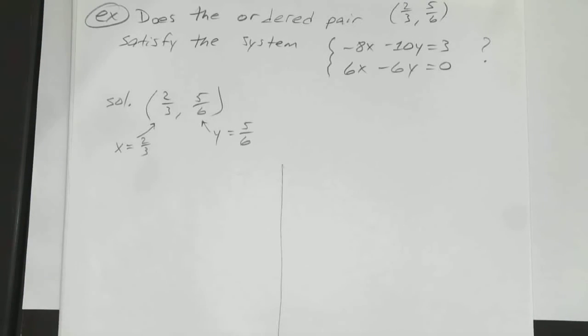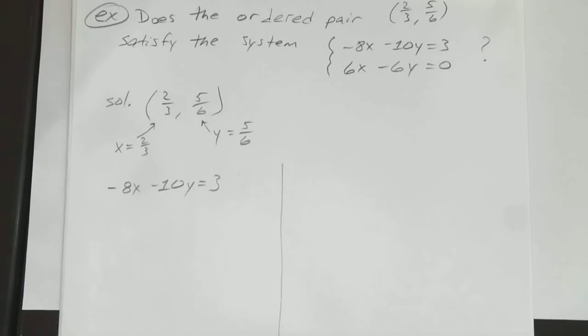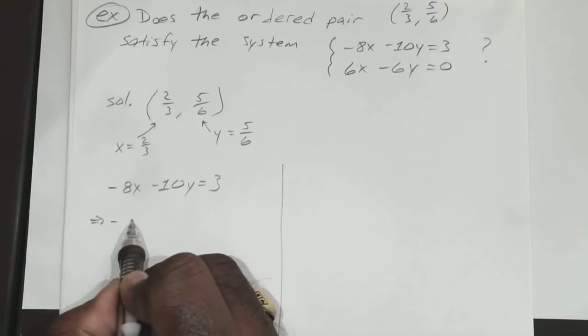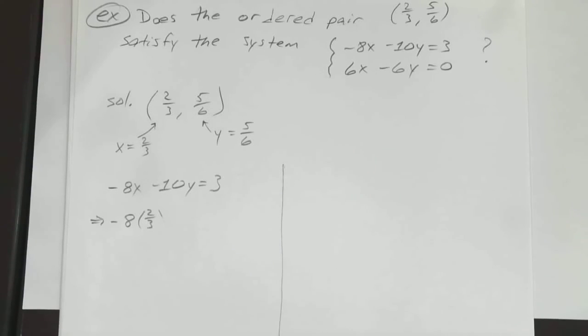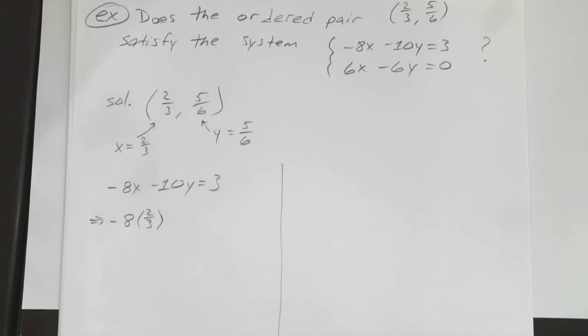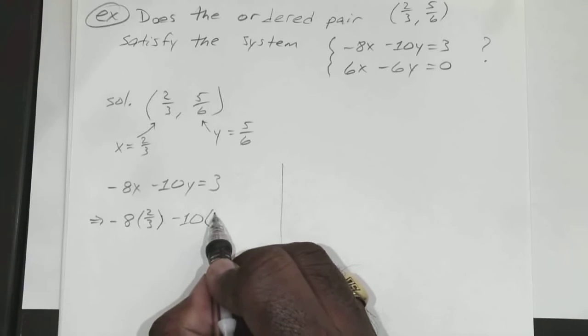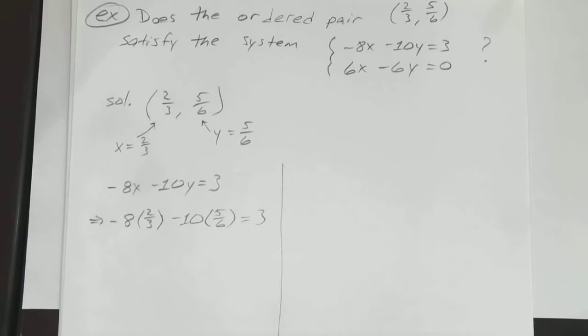And I'll just separate that here. So we have negative 8x minus 10y equals 3. Okay, so we plug in our x. That's negative 8 times 2 over 3, minus 10 times 5/6 equals 3.